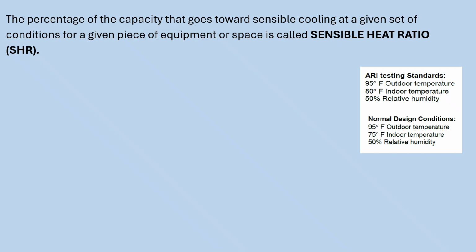And if we look here on the right, there's the ARI, or AHRI testing standards as it's called today, and you'll notice that's at 95 degrees outdoor temperature, 80 degrees indoor temperature, and 50% relative humidity. Why would you even have an air conditioner if you've got it set for 80 degrees? And then there's the normal design conditions: 95 outdoor, 75 indoor, and 50% relative humidity. But a lot of these units are tested at the AHRI testing standards.